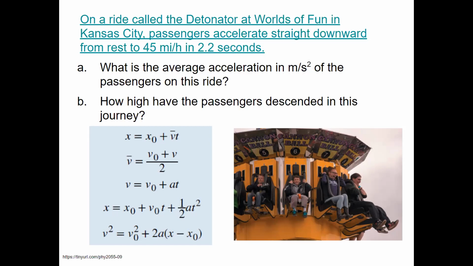One-dimensional motion. The first thing we can determine is the given numbers. The time is given: 2.2 seconds. It says that passengers oscillate straight down from rest to 45. This statement tells us the initial velocity, which is 0, right? It says from rest, and anytime you see that, it means your initial velocity is 0. Starting from rest to 45 miles per hour, so this is your final velocity, also given.